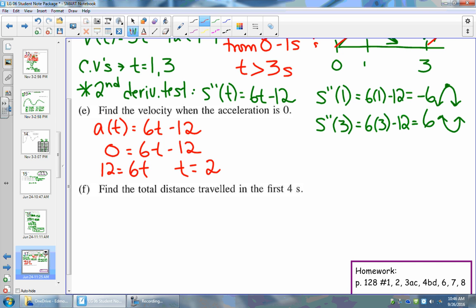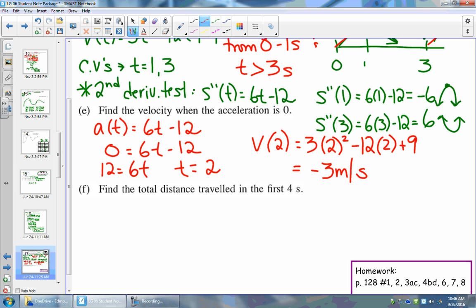Well, what is the velocity when t is equal to 2? Remember, that's our first derivative. So 2 squared minus 12 times 2 plus 9. When you evaluate that, which you're more than capable of, I'm going to get negative 3 meters per second. So I know my velocity is going to be about negative 3 meters per second.